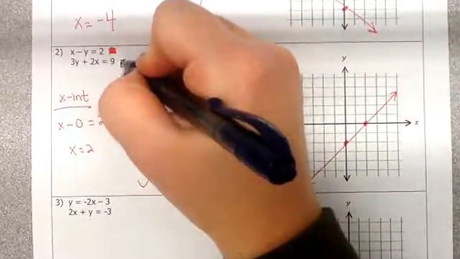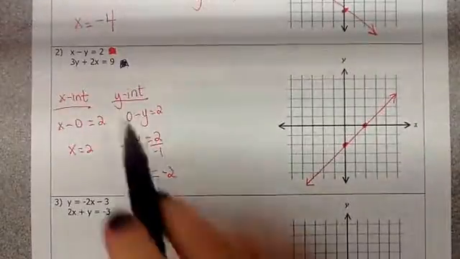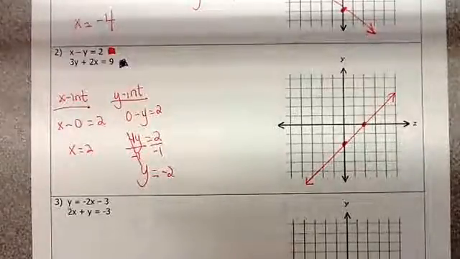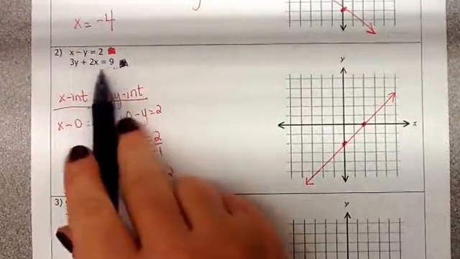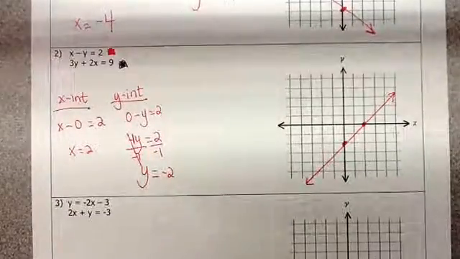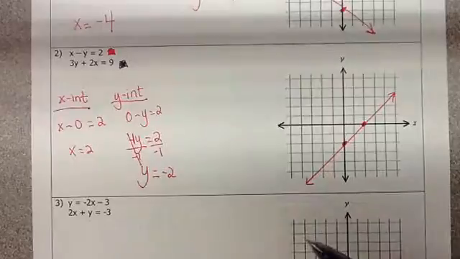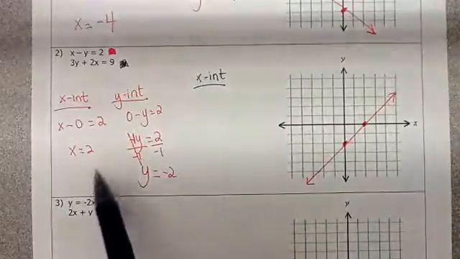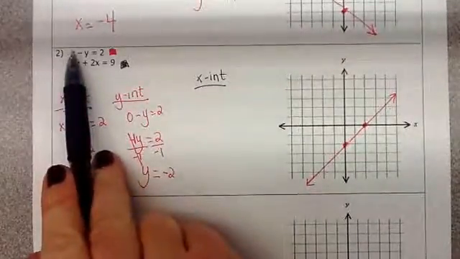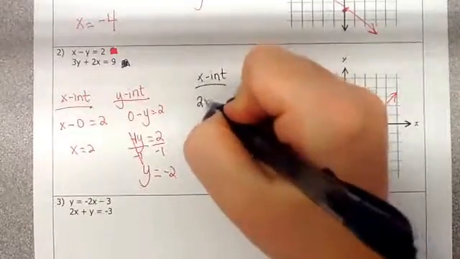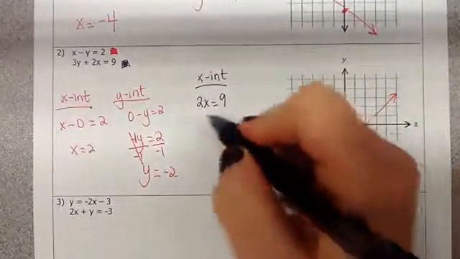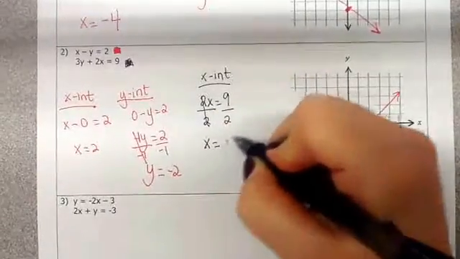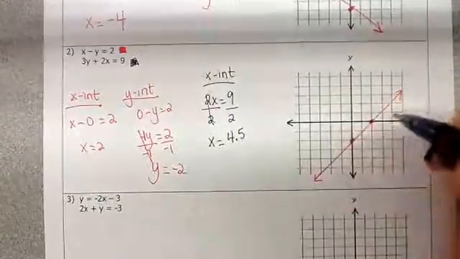Next, what would you use to graph this equation? Slope-intercept or intercepts? Intercepts again. Go ahead and find the x and y intercept and graph that line. Let's see how you did. X-intercept. Plug in 0 for y and you get 2x equals 9. Divide by 2, and what did you get for your intercept? 4.5.